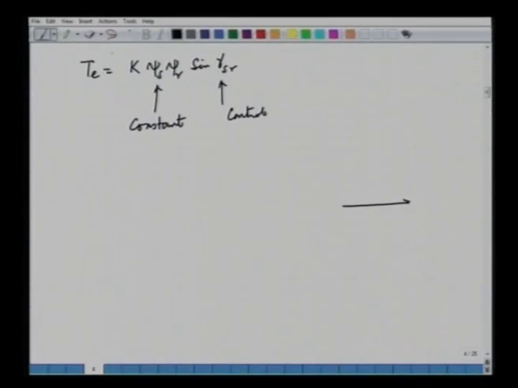So, we will see how it is done, and we have already seen that in case of a VSI, we have 8 different voltage vectors. What are the voltage vectors? We can have V1, V2, V3, V4, V5, V6. These are the voltage vectors.